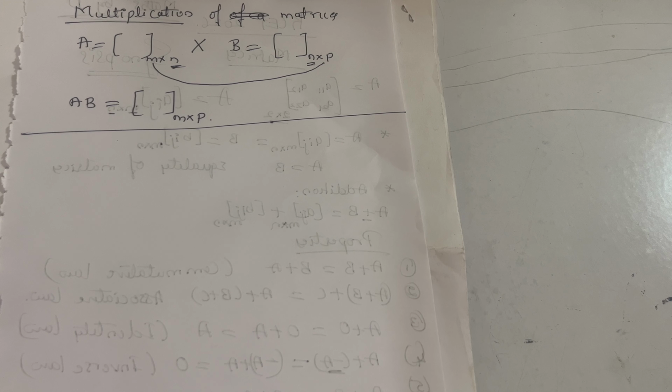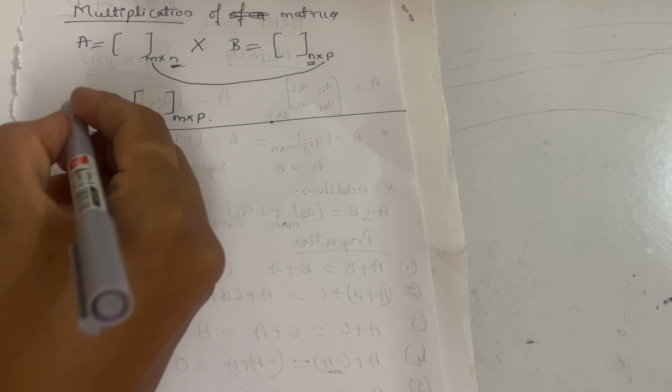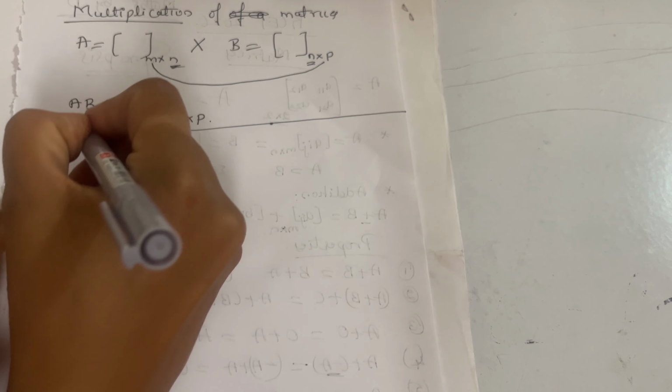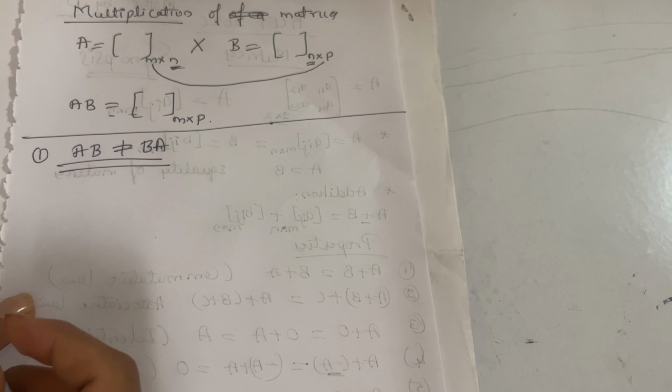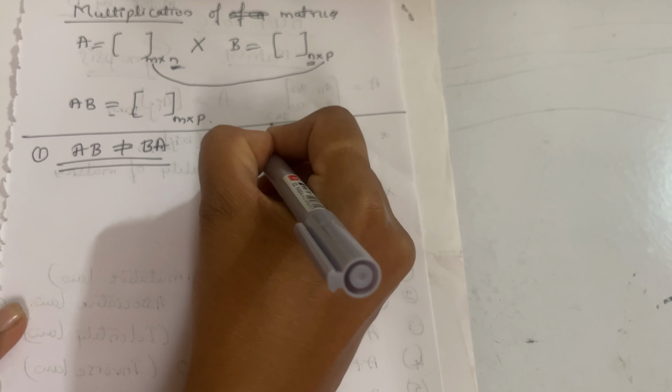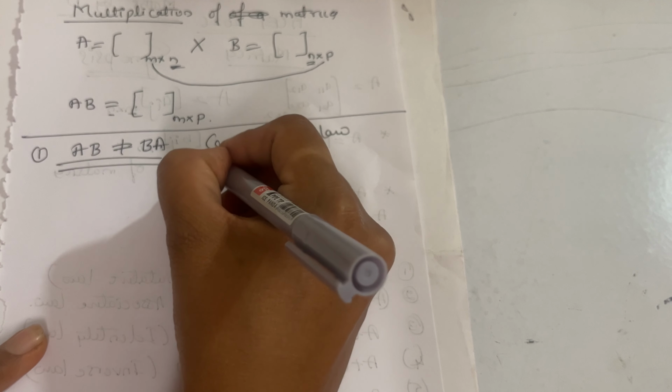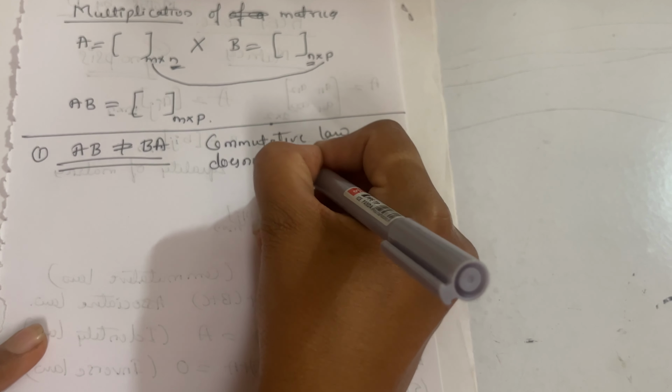Okay, let us go with some properties of this multiplication. Okay, students, properties of multiplication. We already saw properties of addition. Now multiplication. First, whether the commutative law holds good or not in case of multiplication. Exactly, AB cannot be equal to BA. Commutative law does not hold good in case of multiplication.